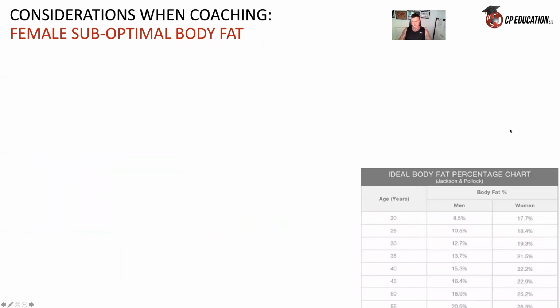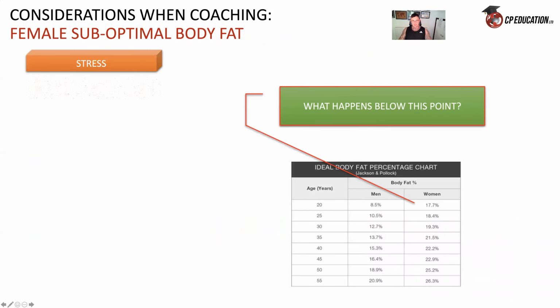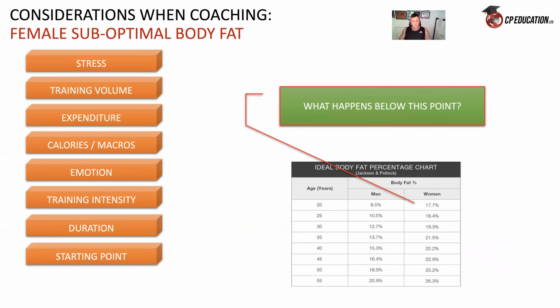Right, female suboptimal body fat. When someone gets to a point of female suboptimal body fat, it's under 15%. You'll know this, that women need to hold more body fat than men, because they've got to support life, and they have to have specific weight around their womb and around their abdomen, which will support a baby.